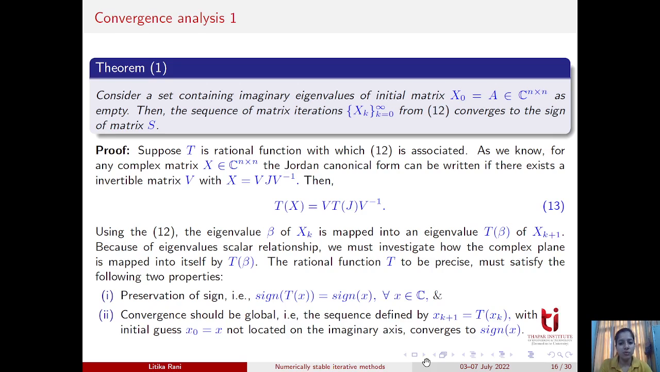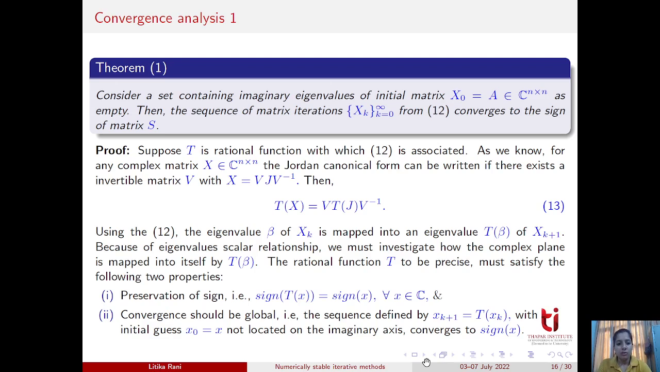For that we prove this theorem: consider that the set containing imaginary eigenvalues of the initial matrix X0 is empty. Then the sequence of matrix iteration from 12 converges to the sign function X. So for that we suppose some T as a rational function with which 12 is associated, and we know that for any complex matrix X, the Jordan canonical form can be written such that there exists some invertible matrix V. We obtain some X equal to this, and then accordingly we get expression 30.